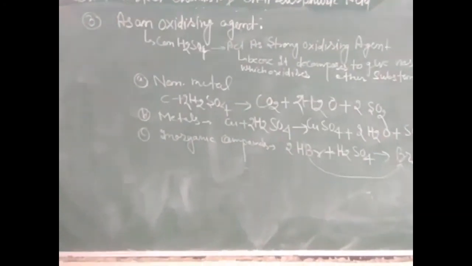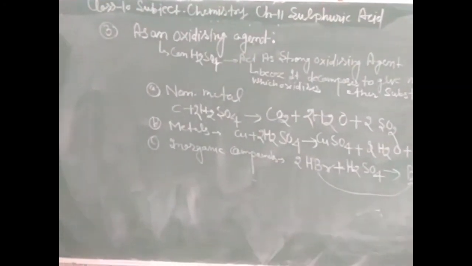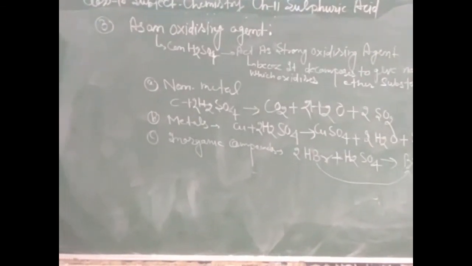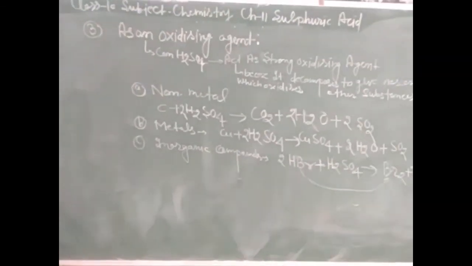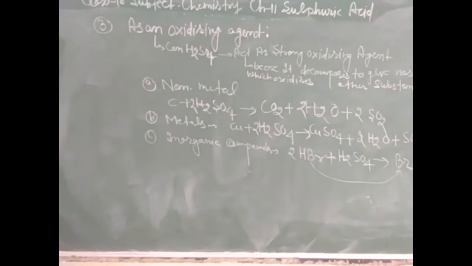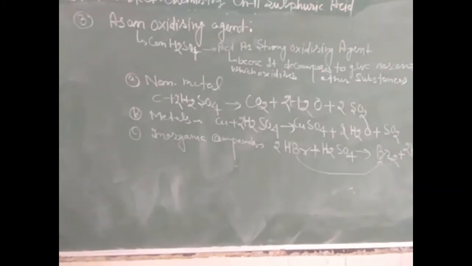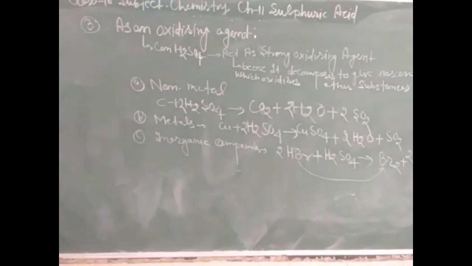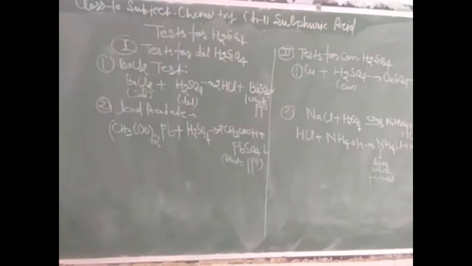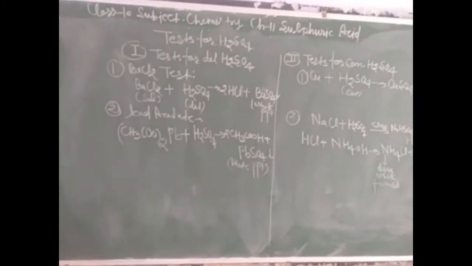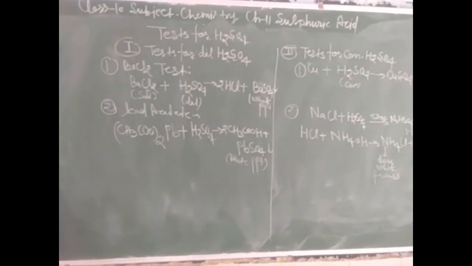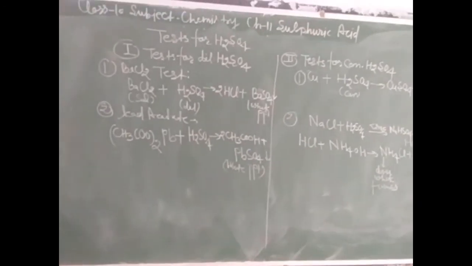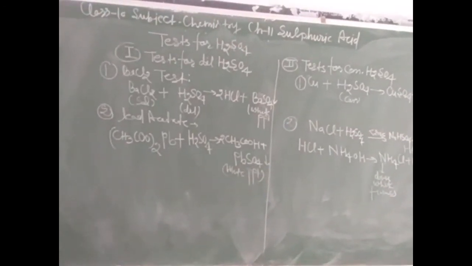Now dear students, this portion on the chemical properties of sulfuric acid, with concentrated sulfuric acid, has been completed. Now we will discuss the tests for sulfuric acid. First of all, we will discuss the test for dilute sulfuric acid.